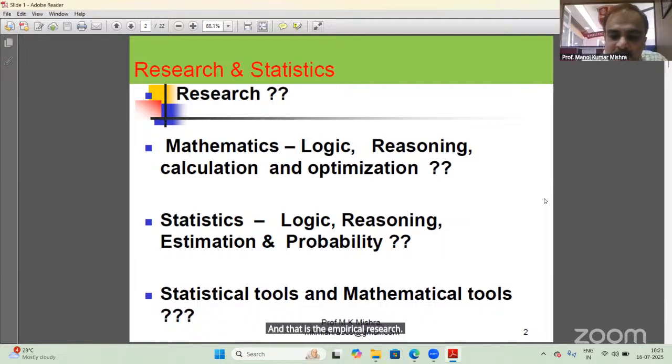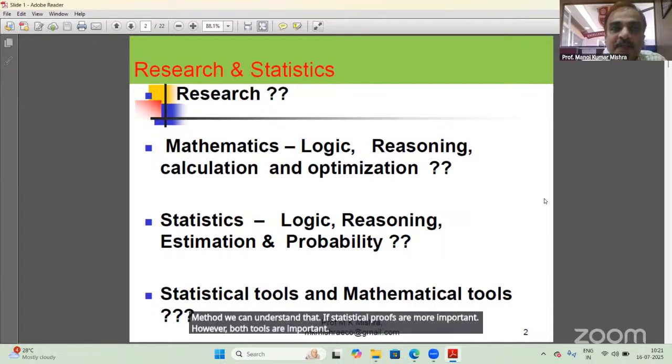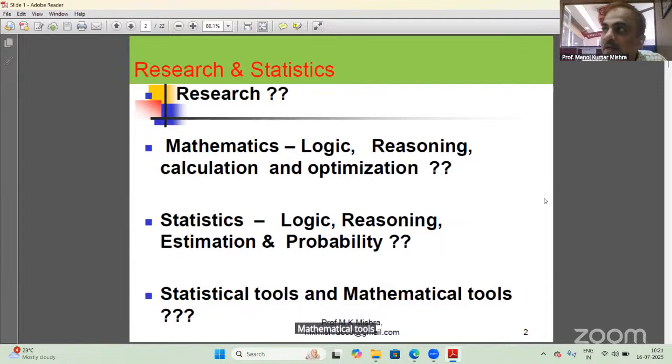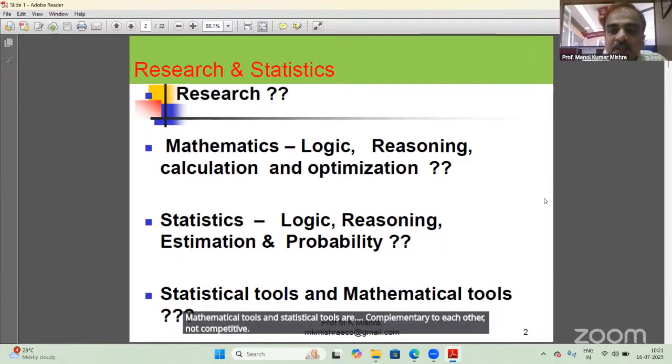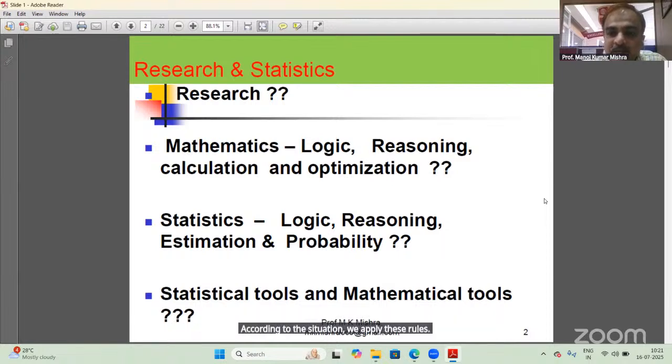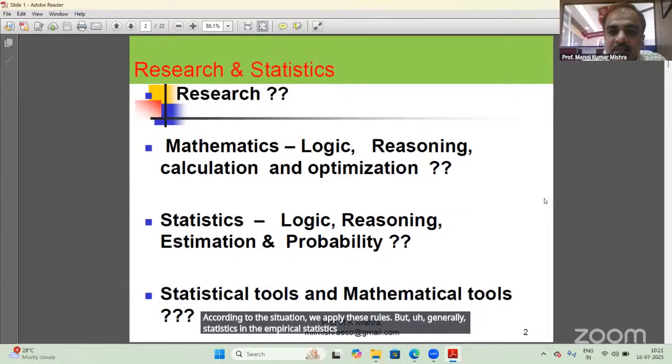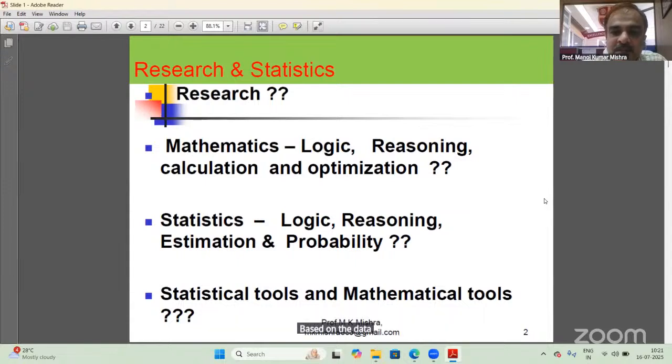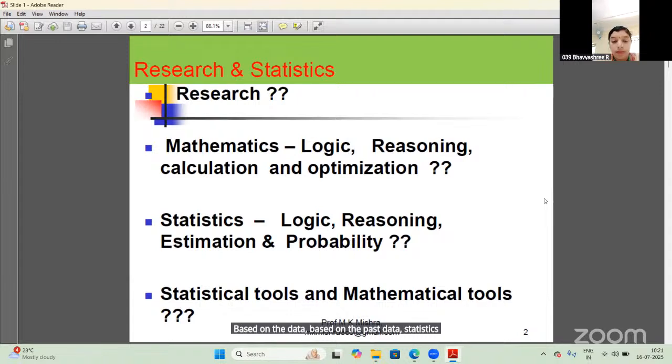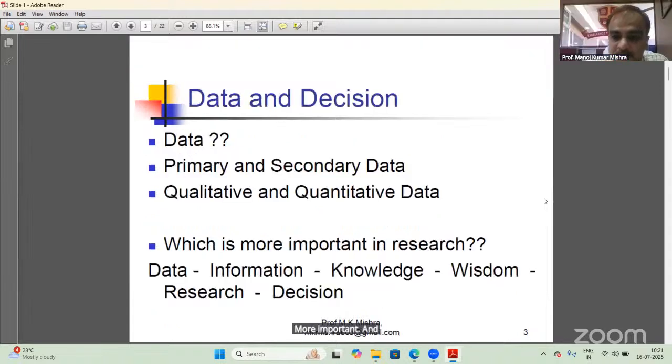Here, in research, by this method, we can understand that statistical tools are more important. However, both tools are important. Mathematical tools and statistical tools are complementary to each other, not competitive. According to the situation, we apply these tools. But generally, in empirical research, based on the data, based on past data, statistics is more important. And so it is the situation. So what is the data?